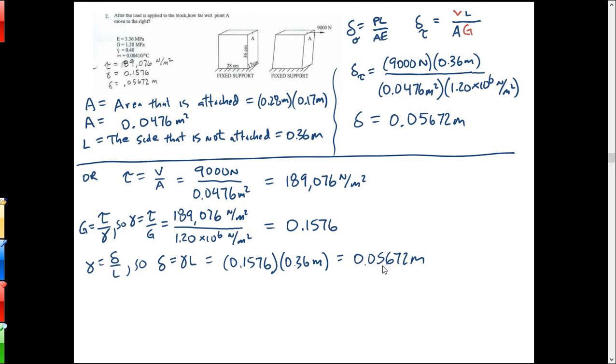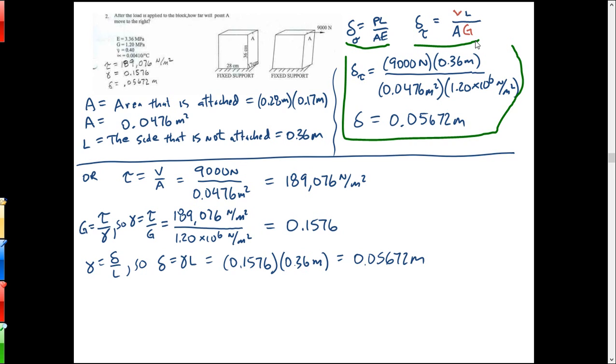So the quick way to do it is shown in the upper right-hand corner. You can just take that PL over AE formula and just modify it a little bit. Instead of PL over AE, it's VL over AG. Now, changing P into V is not a big deal. It's probably worth mentioning, they're just two different letters that mean load. So it doesn't change anything. The important thing is get E changed into G.